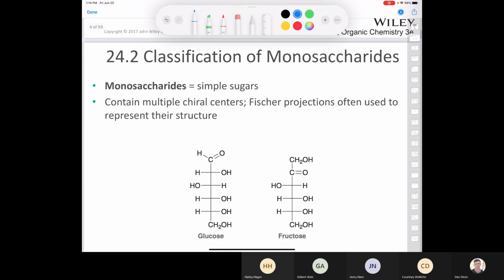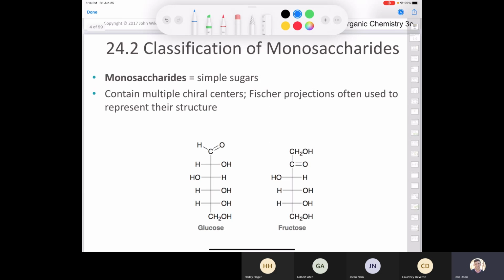Anyhow, how would we classify a carbohydrate? The simplest types of carbohydrates are monosaccharides. If you've heard of disaccharides and polysaccharides, those are going to come up later on in the class. But right now, for the first little while, we're just concerned with the simplest sugars, which we call monosaccharides.